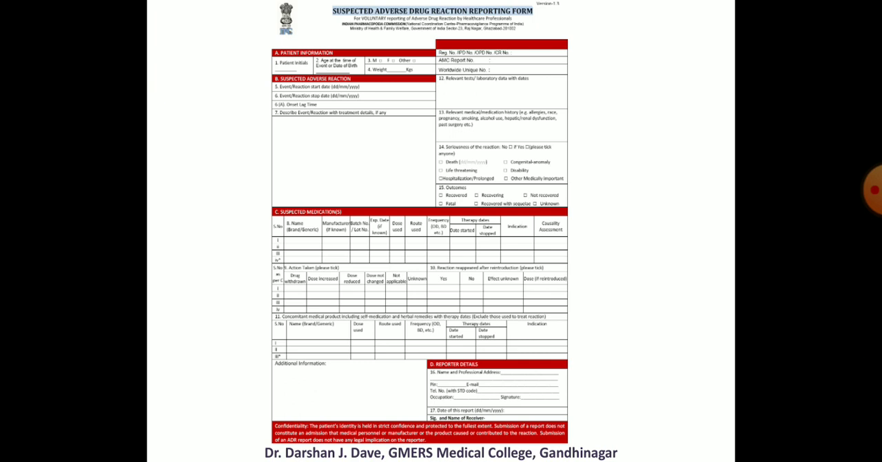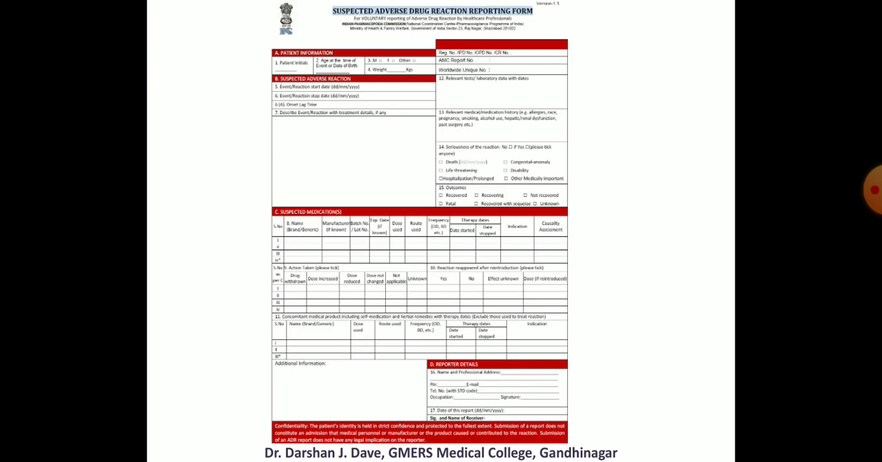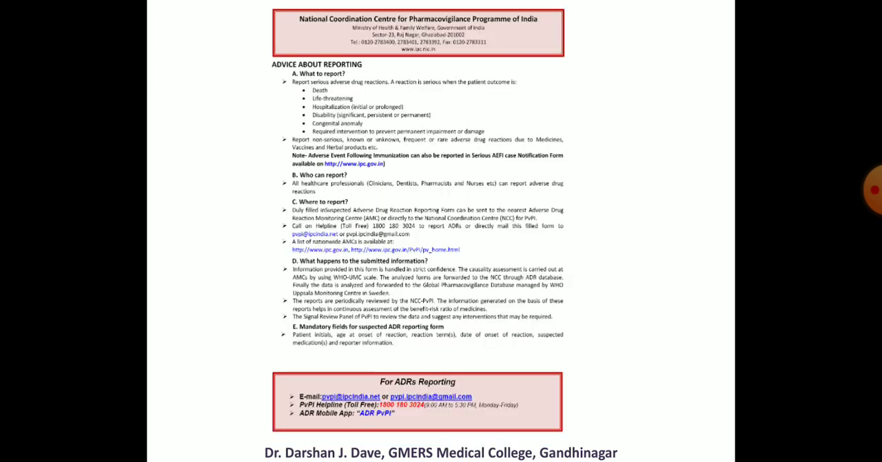On the back side of this page are the details: what to report, when to report, how to report, which are the criteria for a serious adverse drug reaction, and whom to contact. All of this has been given on the back side. Don't worry, we will discuss how to fill up this adverse drug reaction reporting form, because there are many details one has to fill, but we will see that in our next lecture.